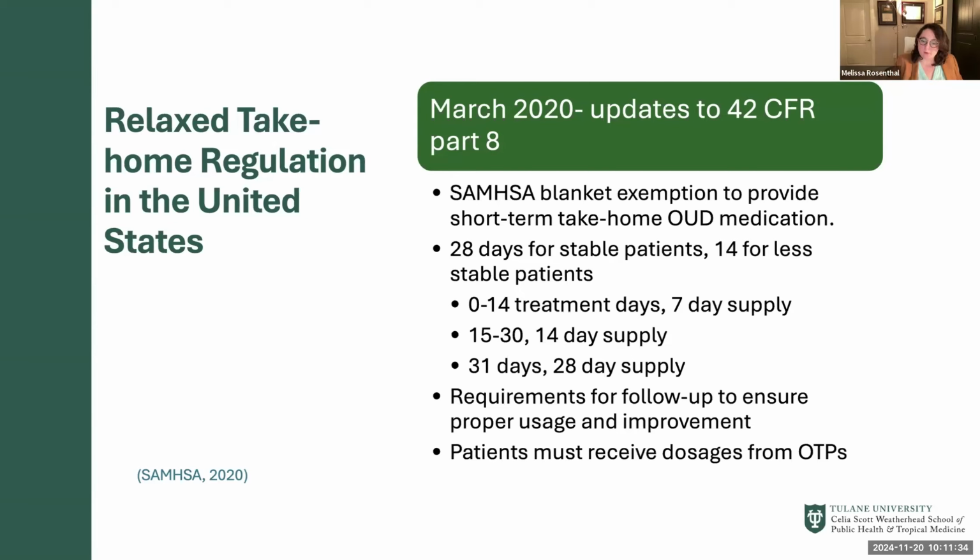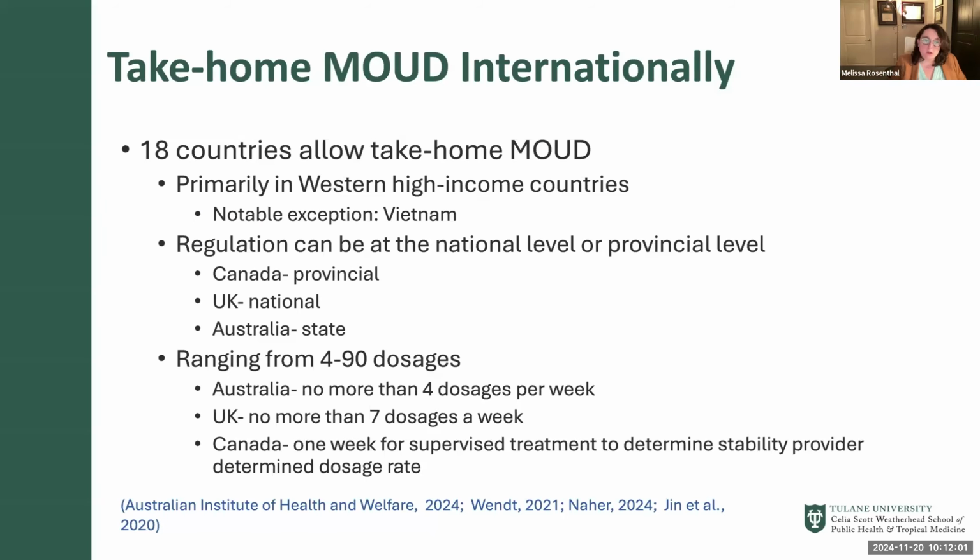It's also notable that there were requirements for follow-up to ensure that individuals were utilizing these treatments in the proper manner and that you actually saw improvement at treatment initiation. Also, it's notable that in the US, patients must receive dosages from an opioid treatment provider, and they can't receive dosages from community pharmacies. How does this look internationally?